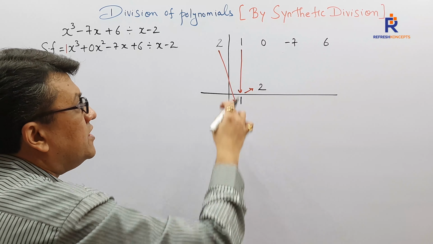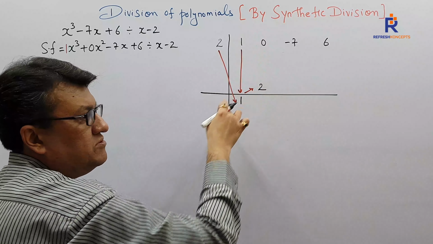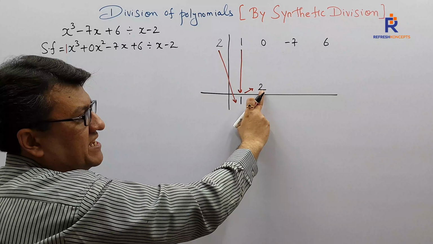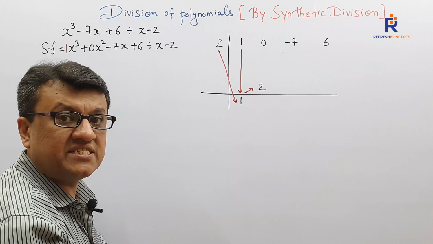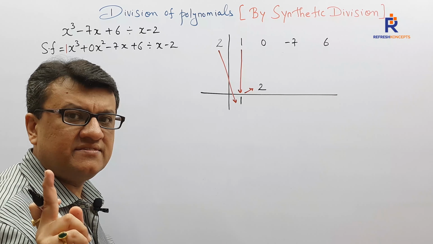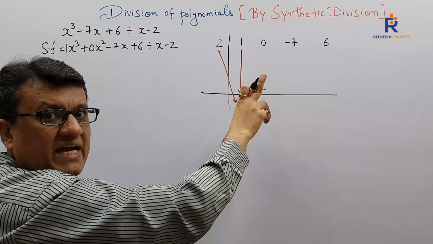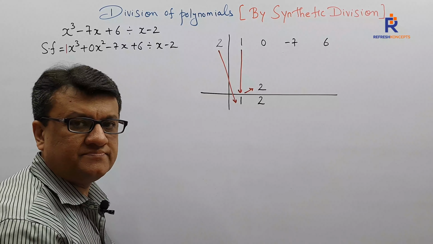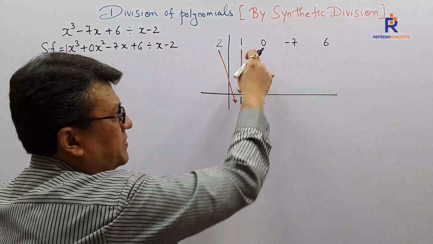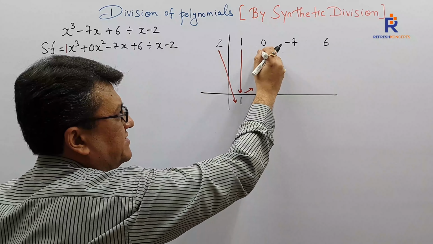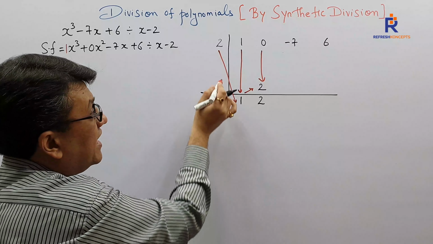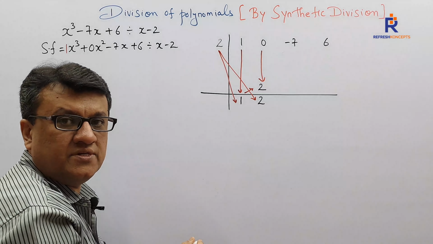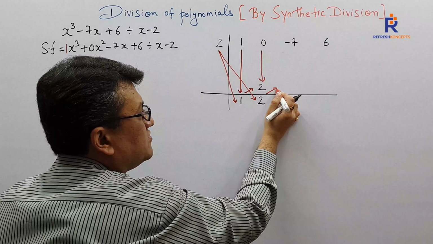Once again, always bring the first term down, then 2 into that first term, whatever is the answer here. Next step, always add, irrespective of what sign is here, always add. 0 plus 2, 2. Always add. Next, again in the same fashion, 2 into 2 will give me 4. So write down 4 here.